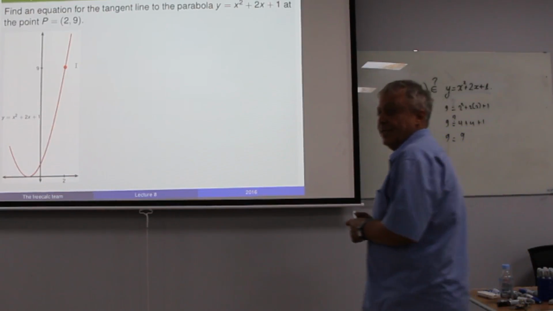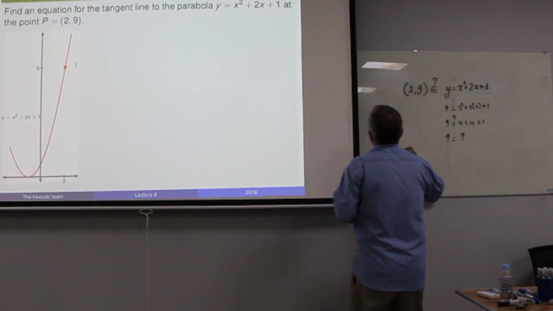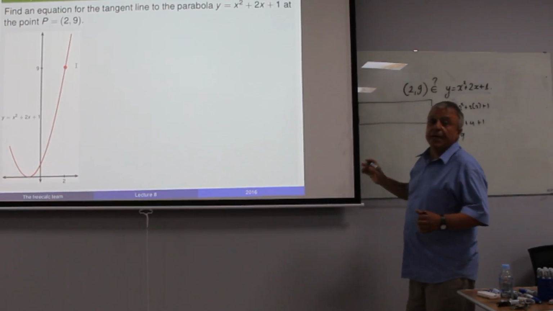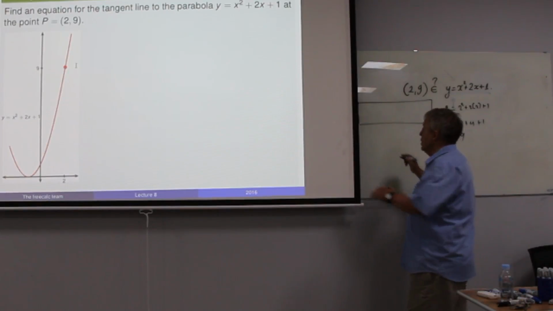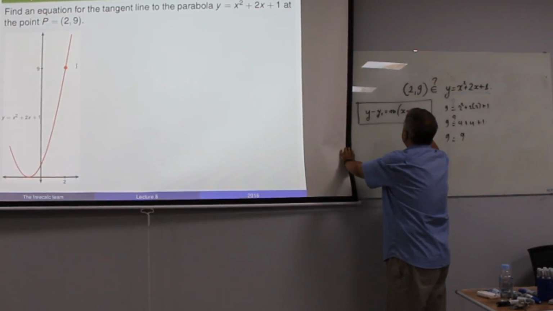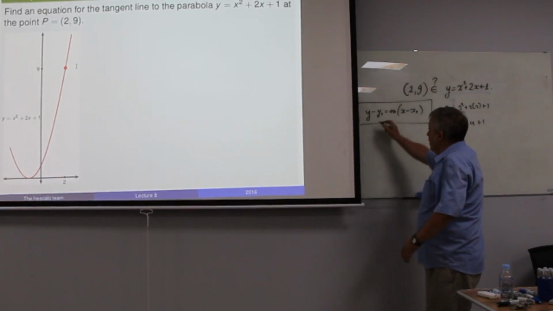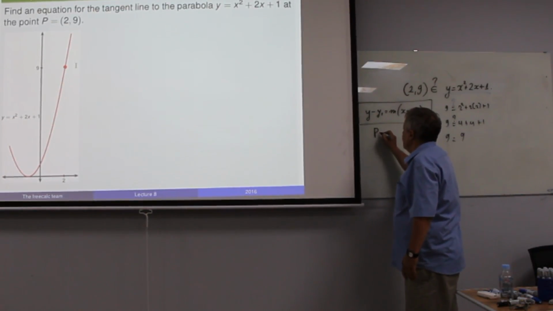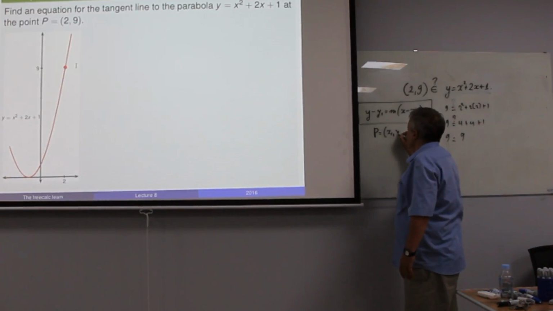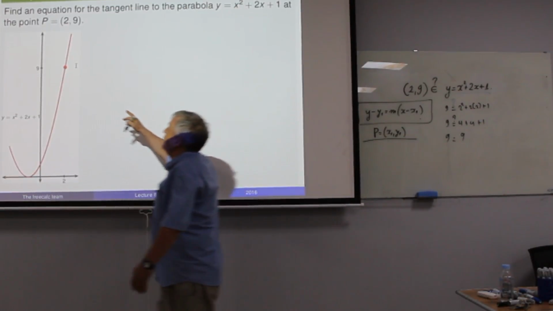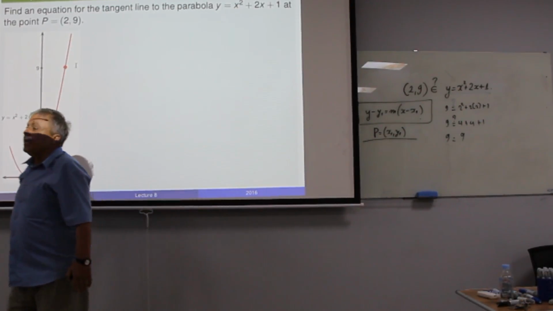So guys, I'm going to write something maybe now for the 10th time. Please watch carefully. Y minus y1 equals m times x minus x1. And this is the equation of the line going through a point P equals x1, y1. But now we want to write it for this point. Who can come and write it?